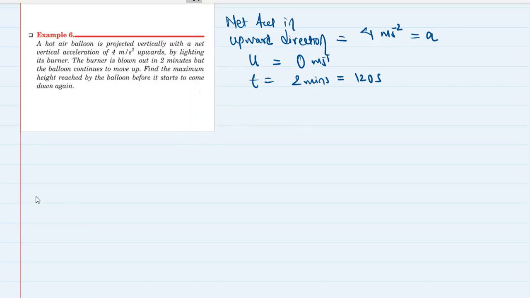Okay. So what I can think is, the balloon was here, let's suppose. And this balloon went up to a certain height.